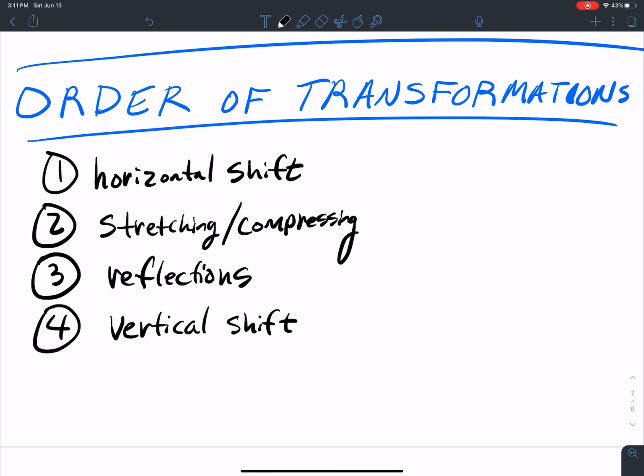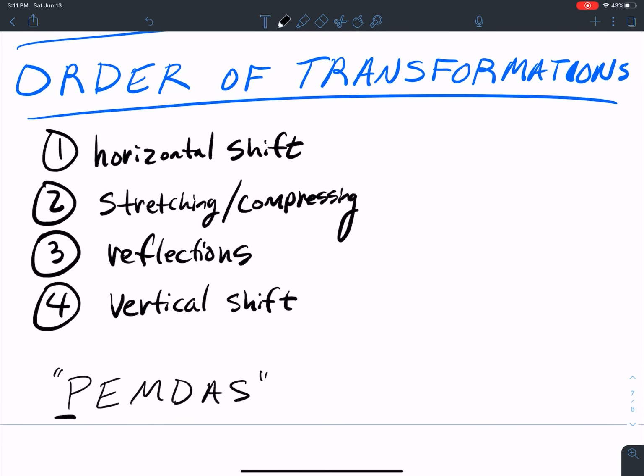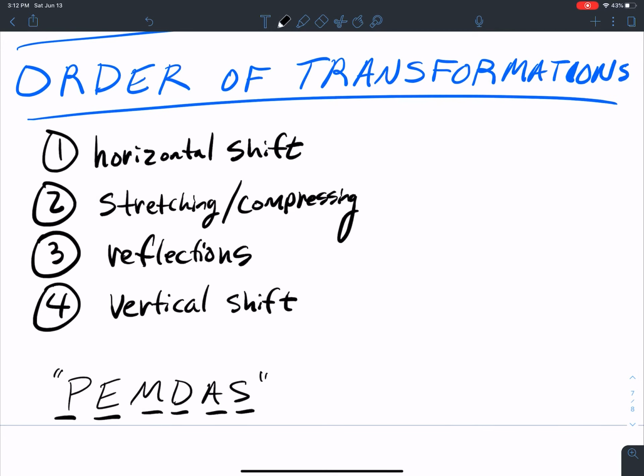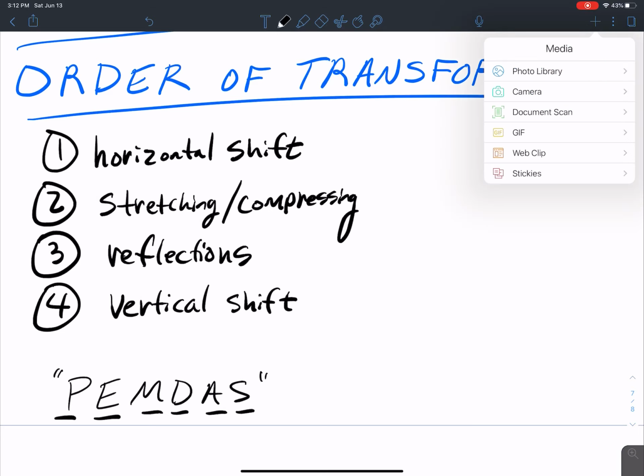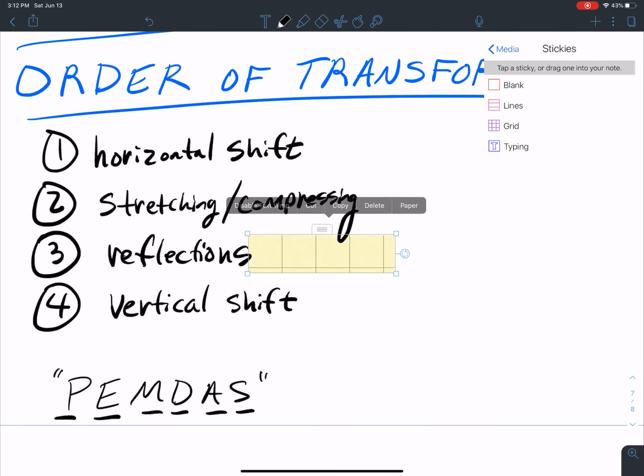Now, order of transformations is the same as order of operations. It works the same way. It's PEMDAS. Please excuse my dear Aunt Sally. It all falls back: parentheses, exponents, multiply, divide, add, then subtract. So the order of operations comes back to what you do first in your transformations. So let's take a graph, all right?